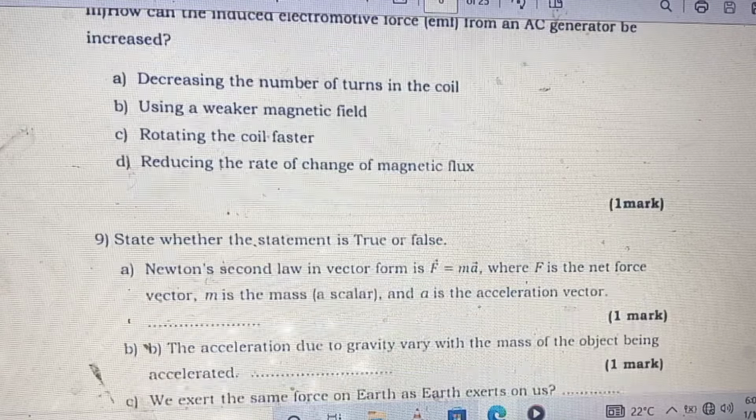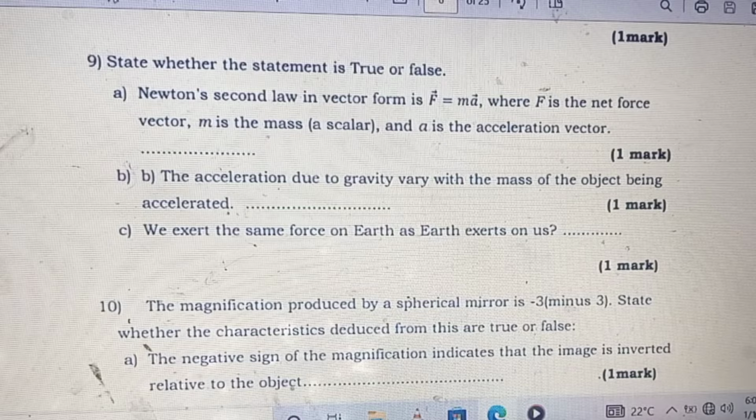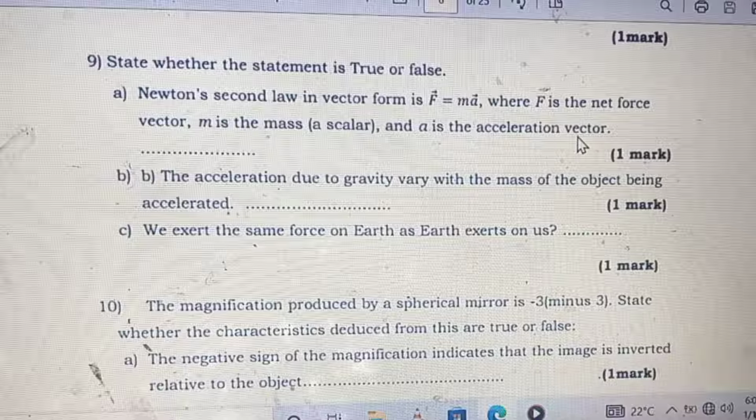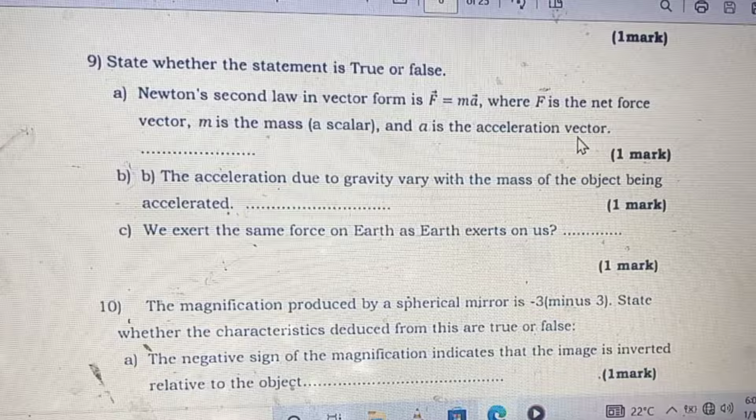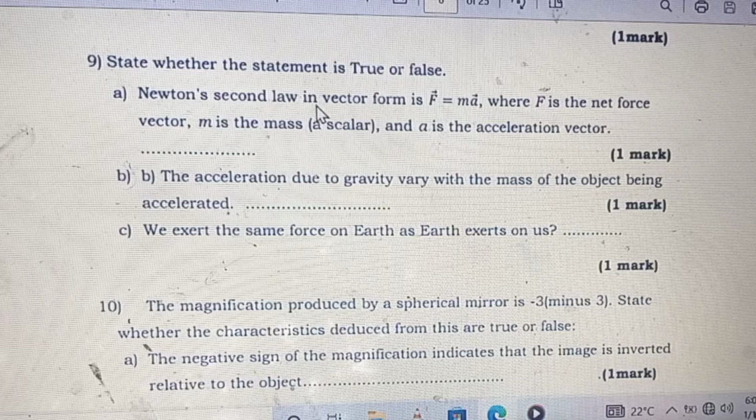Next question, question number 9. State whether the statement is true or false. A. Newton's second law in vector form is force equals mass times acceleration, where F is a net force vector, m is a mass scalar, and a is acceleration vector. The statement is true.